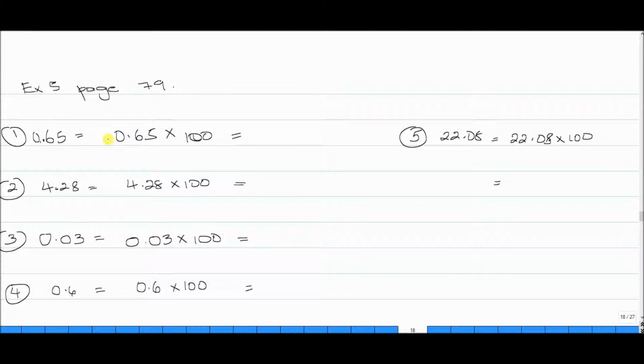So we get to our exercise now, exercise 5, which says write each of the following as a percentage. Number 1, we have 0.65, and 0.65, we're going to do what? We're going to move these 2 digits to the left of the decimal point, so we would end up with 65 and 0.00. 65.00 is the same as 65, so this would be 65%. So number 1, our answer is 65%.